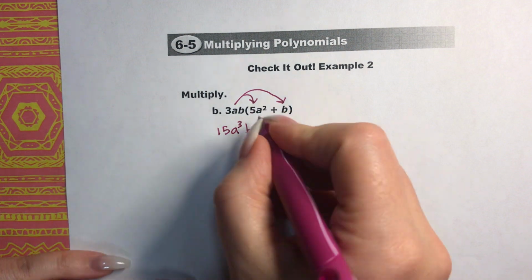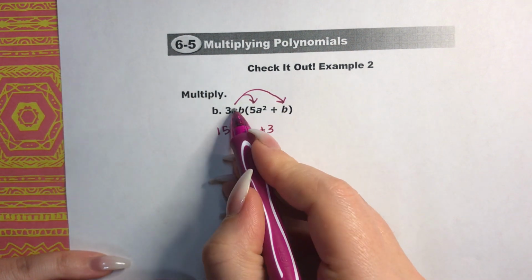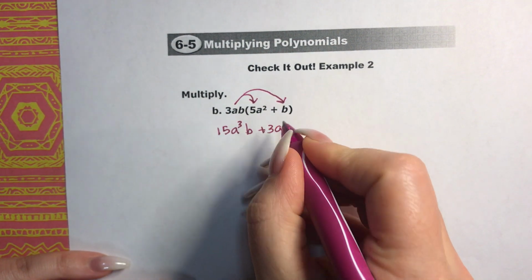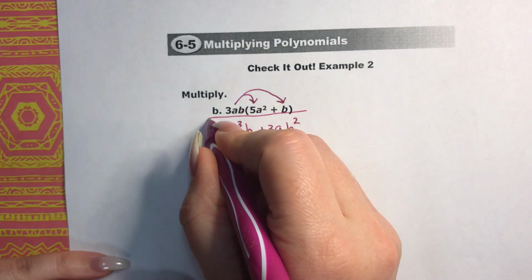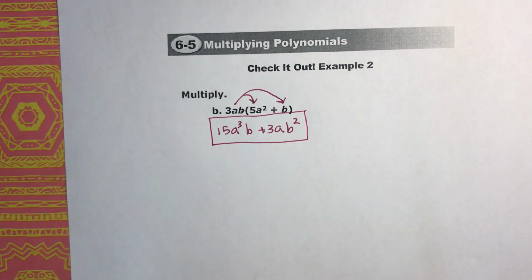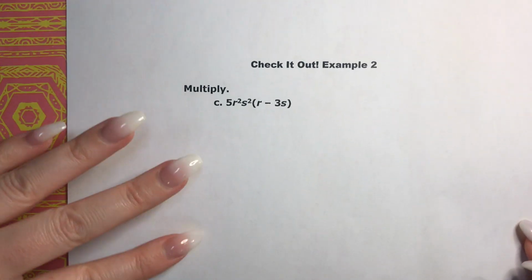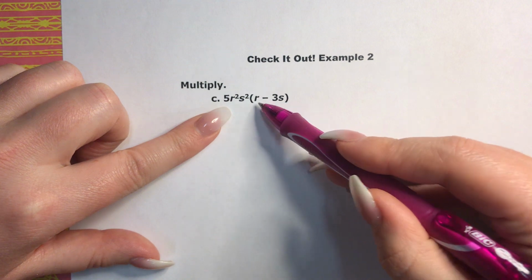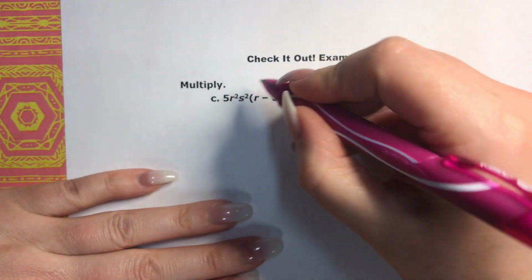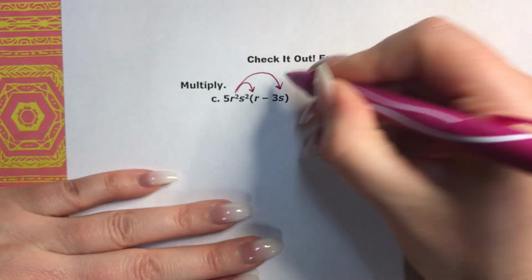3 times a positive 1 is just 3. a, there's nothing else, so it's just a. And then b times b is b squared. So if you got that as your answer, great job. Okay, let's move on to the next one. What do we have? This monomial being multiplied by this binomial. So we're going to go here first and then here.